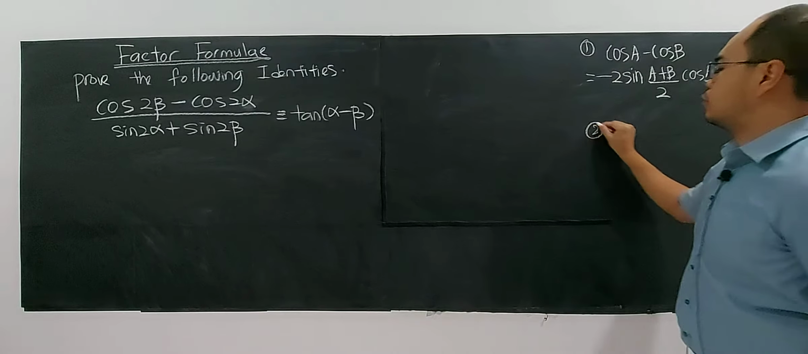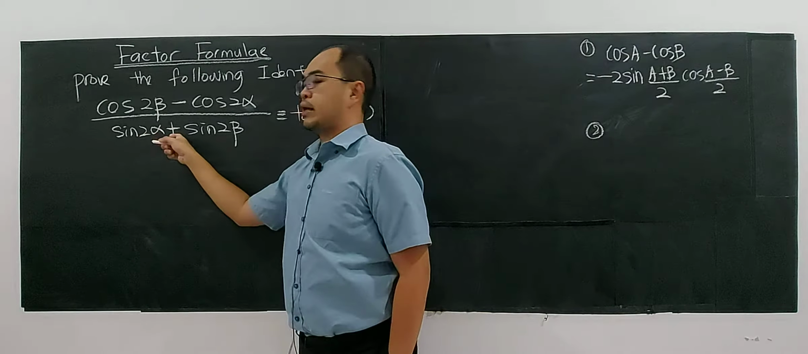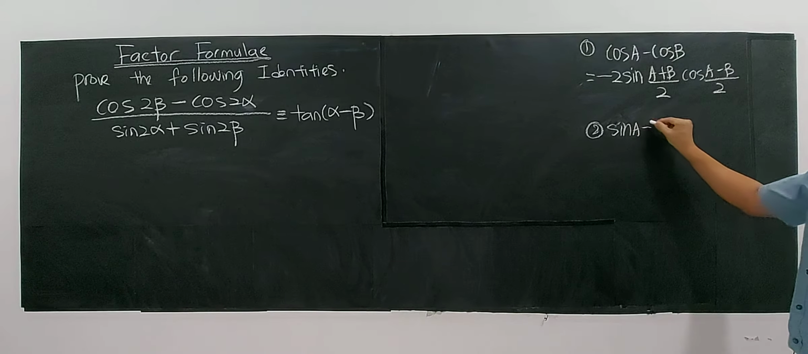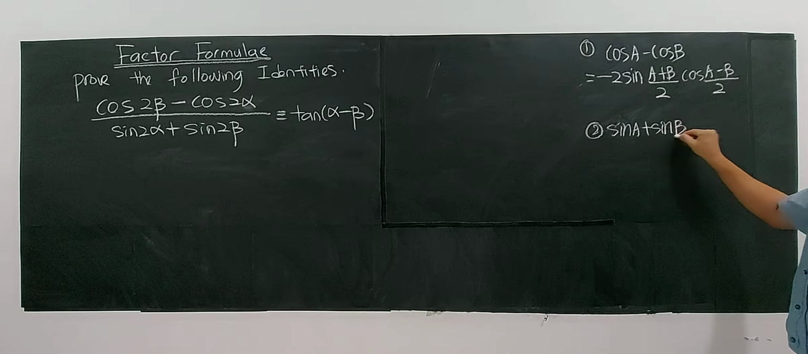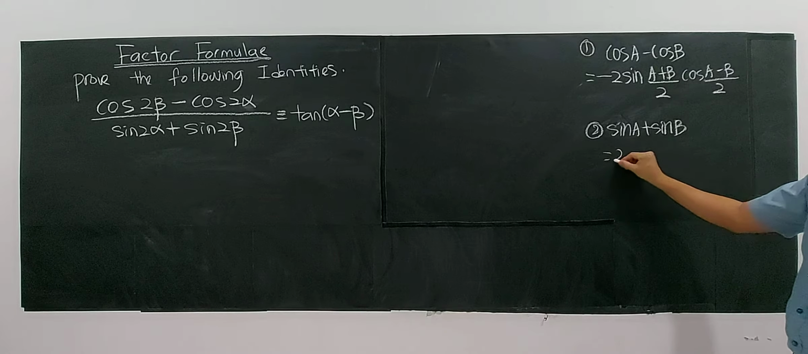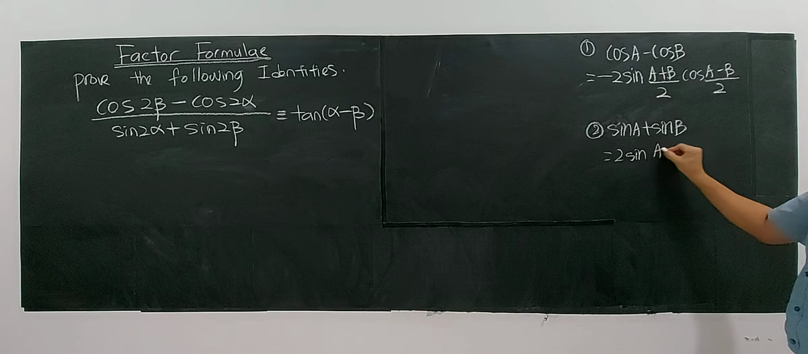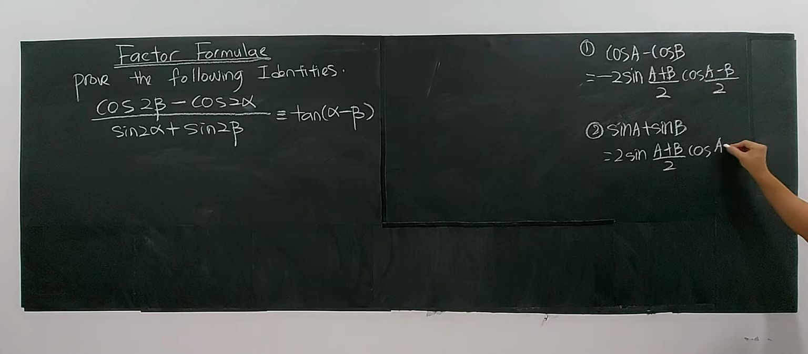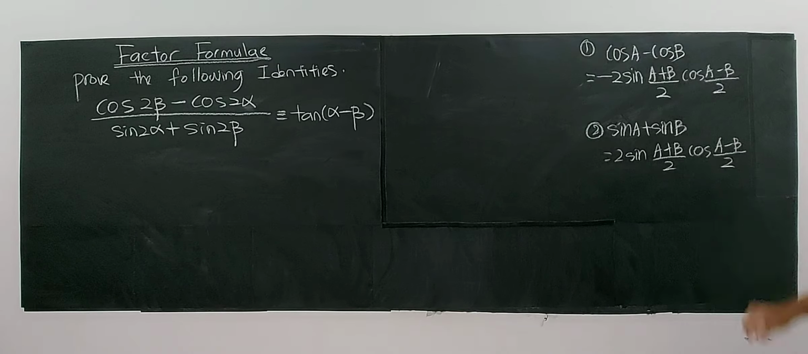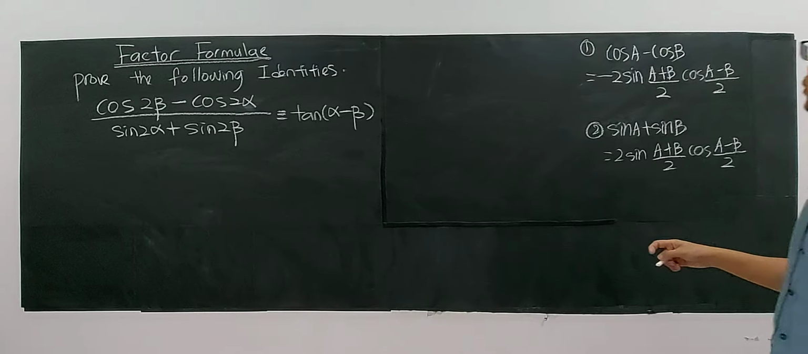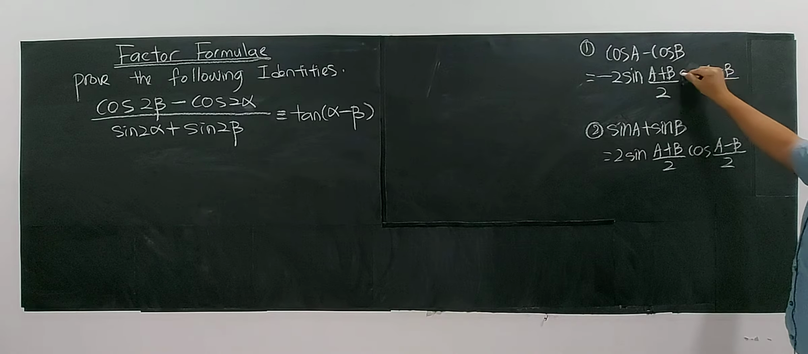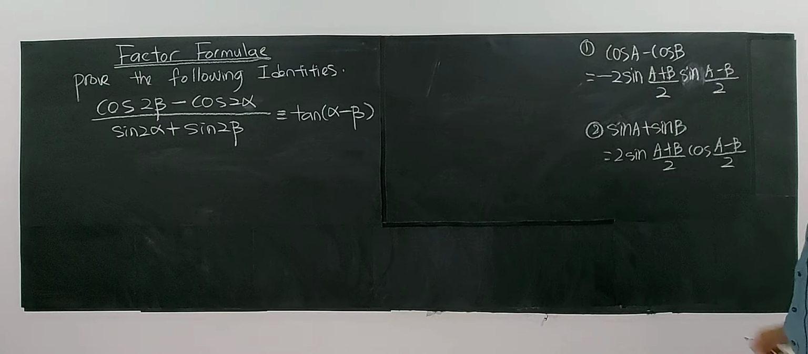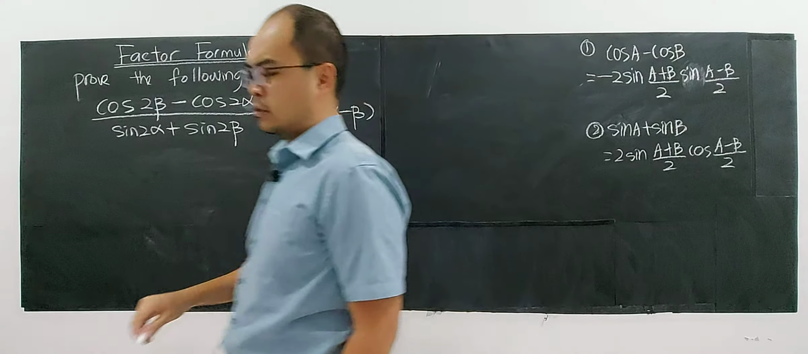For the second one, I look at the denominator, sin A plus sin B, right? So I'm using the factor formula for sin A plus sin B, which is 2 sin A plus B over 2 cos A minus B over 2. For cos minus cos, you have negative 2 sin. Alright, now I'm going to start proving.